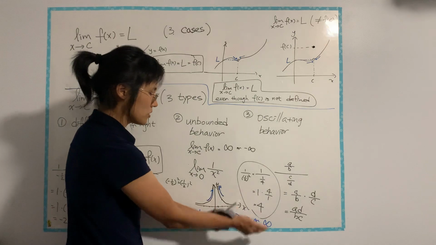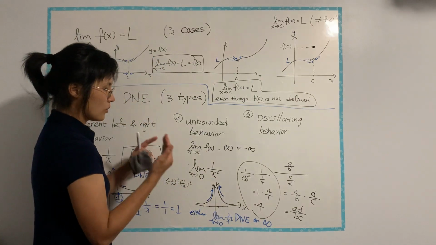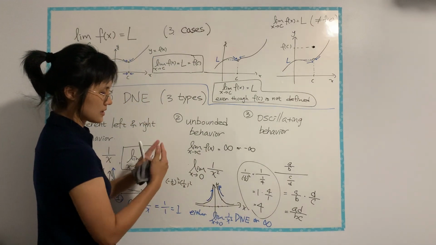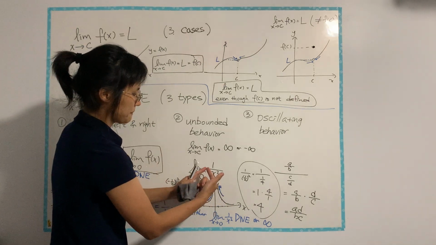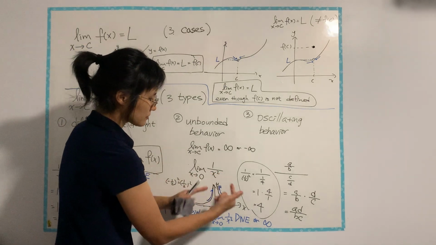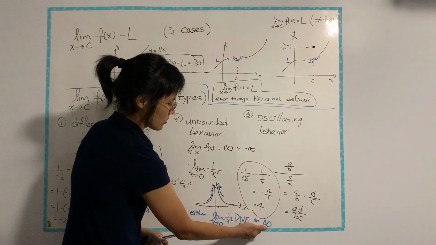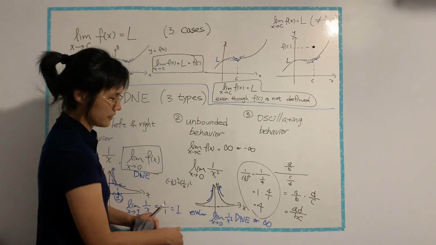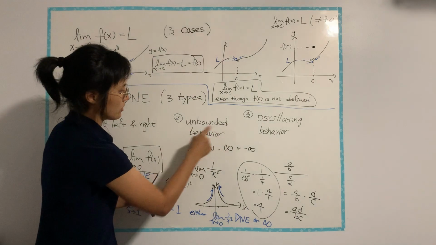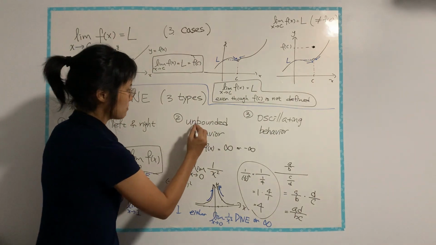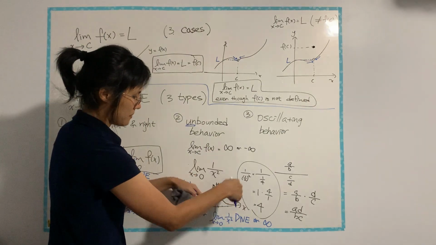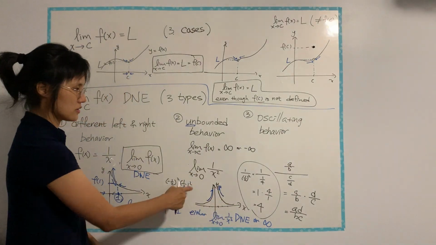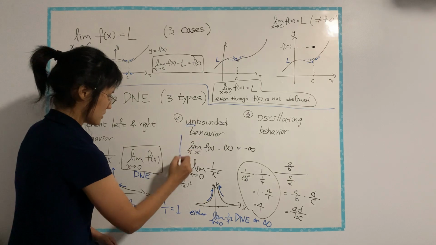But we can be a little more specific, say like, we not only know it does not exist, meaning both sides don't just approach a finite number, but it goes all the way to positive infinity or negative infinity, then we say it's unbounded behavior. The limiting value becomes unbounded, so it goes all the way up or all the way down. Okay, so this is an example.